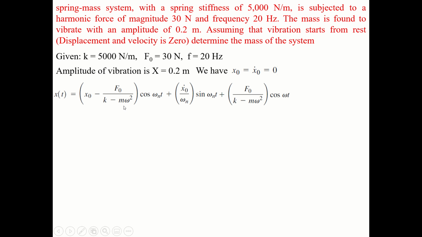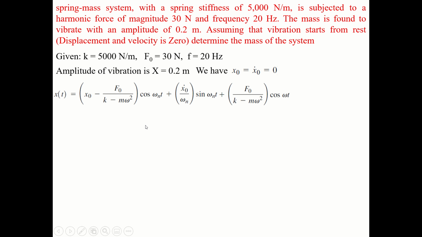So the first two terms are the C1 and C2 terms that come in the harmonic solution, and the last term is the particular solution. I think you now understand this equation. This equation represents the response of a spring mass system under harmonic excitation, where the excitation frequency omega is 20 Hertz.